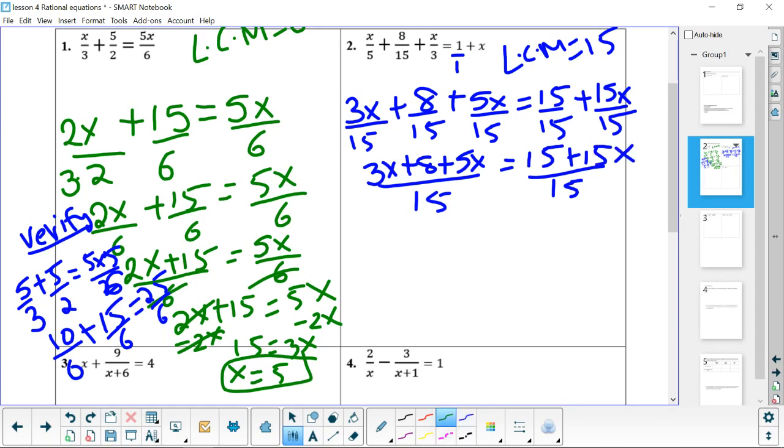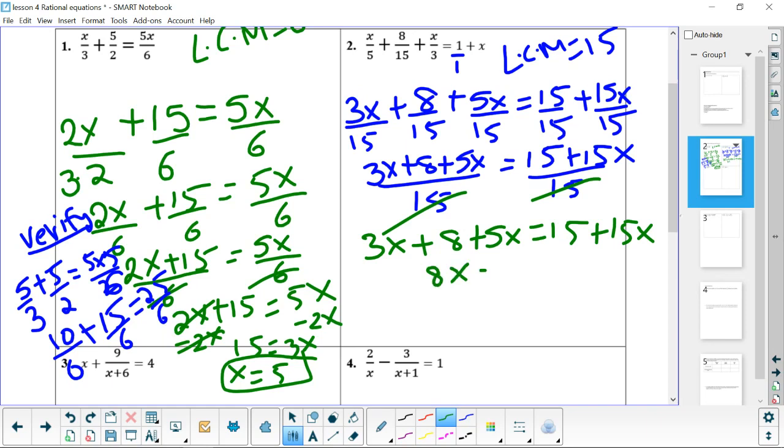Now this 15 and 15 cancel out because of the same denominator. So I will just equate the numerators, and then simplify for x by combining the like terms. Now here 3x plus 5x becomes 8x, plus 8 equal to 15 plus 15x.